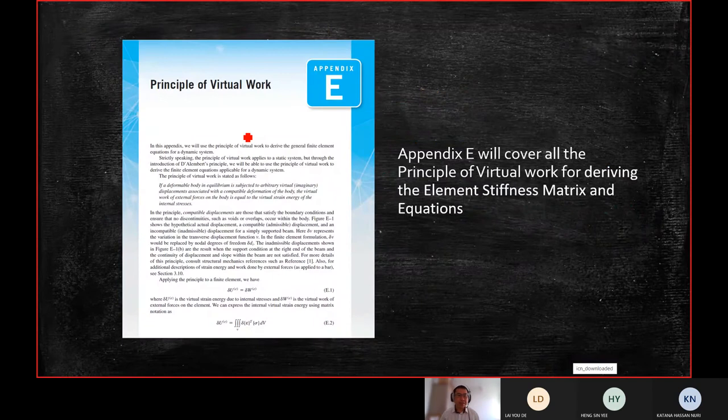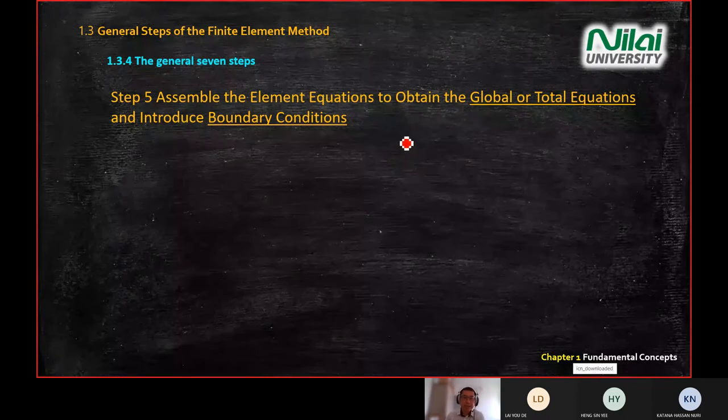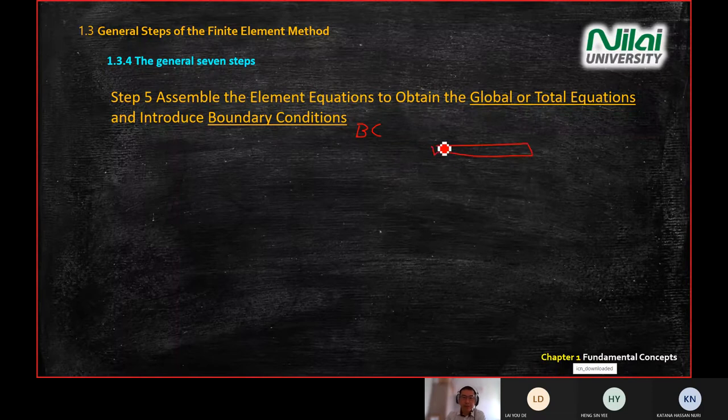There's an Appendix E I attached in the Moodle, Appendix E on virtual work. What is virtual work? You can go and read about virtual work. Okay, step number 5, we're going to put everything with the boundary condition. What is boundary condition, BC? If you learned in a previous chapter or module, for boundary condition we're going to look at location and the constraint.